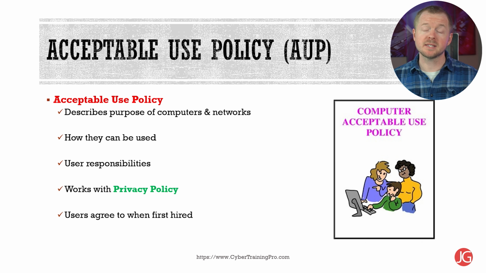The Acceptable Use Policy, or the AUP, describes the purpose of computer systems and networks, how they can be used by users, and user responsibilities when using them. One of the things that people don't always realize is that companies don't typically want you to conduct much, if any, of your personal business on work computers. The AUP usually works together with a privacy policy because we monitor network activity, which means that we can potentially see things like logon credentials or other things that users are doing. The AUP is one of those policies that employees are required to agree with when they first get hired and before they get access to systems or networks.